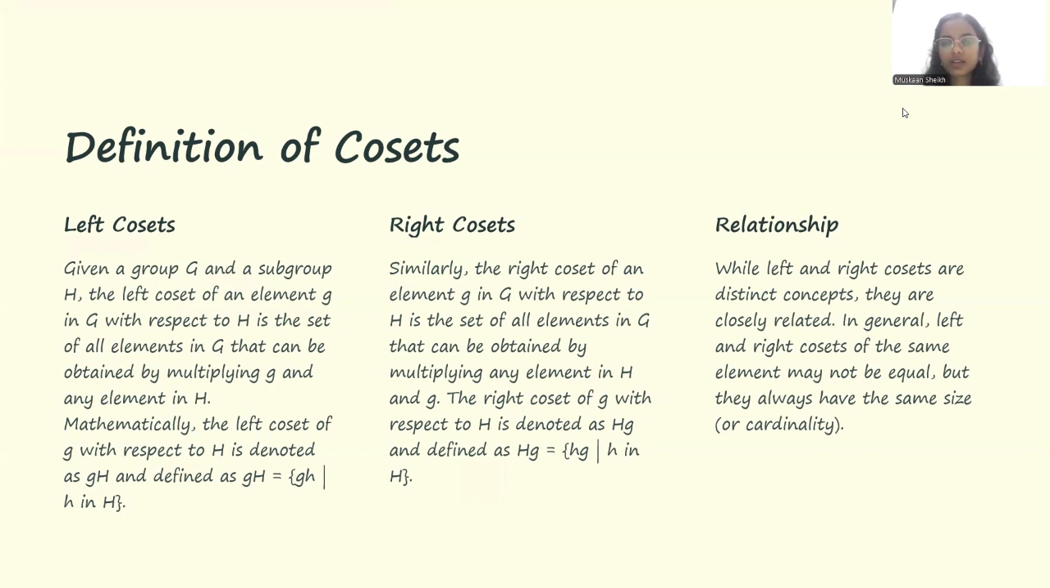Right cosets. Similarly, the right coset of an element g in capital G with respect to H is the set of all elements in G that can be obtained by multiplying any element in H and g. The right coset of g with respect to capital H is denoted as Hg and defined as Hg equals {hg : h in H}. Relationship. While left and right cosets are distinct concepts, they are closely related. In general, left and right cosets of the same element may not be equal, but they always have the same size.